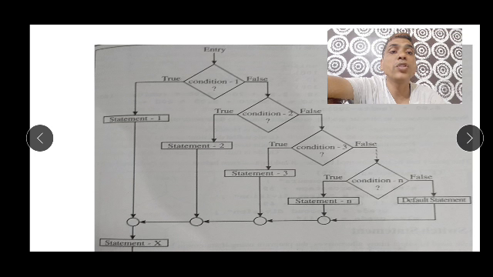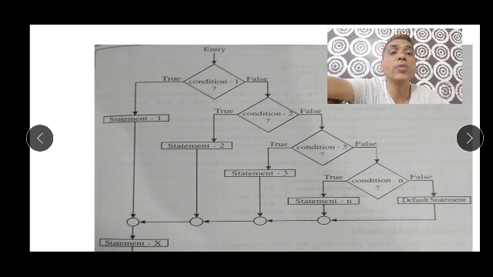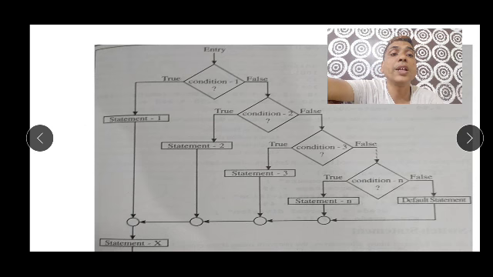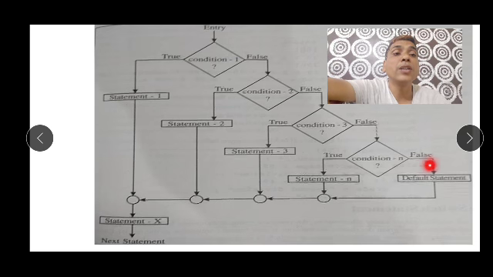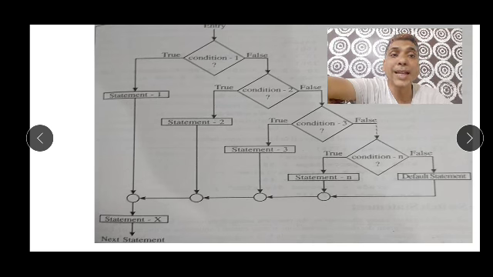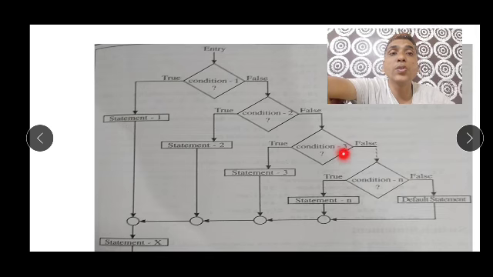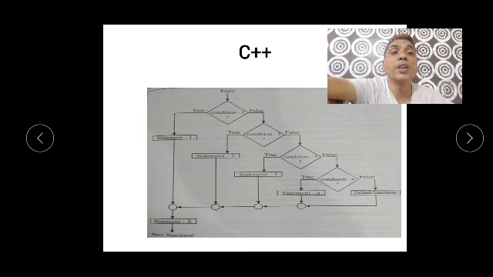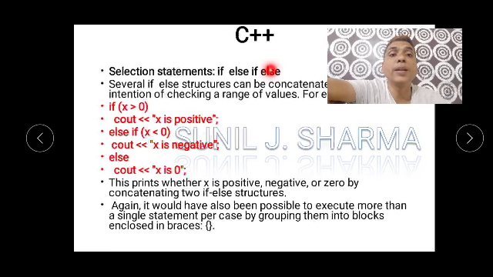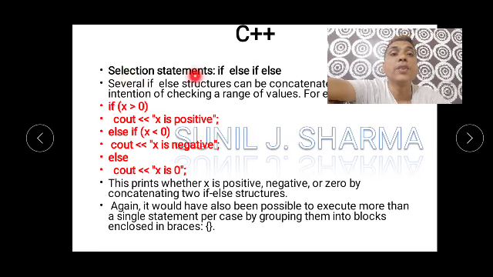If the second condition is false, then it will go to the third condition. If the third condition is true, you have to execute this. If again this condition is false, like this it will check all the n conditions, and finally if that is also false, then it will go to the else condition. So I hope you understood this with a diagram. Now let's take an example: selection statements, if else.